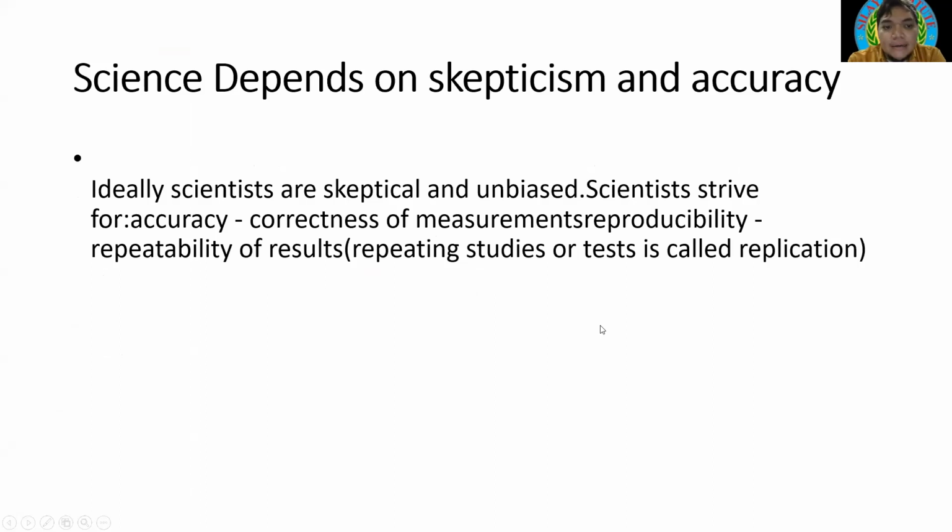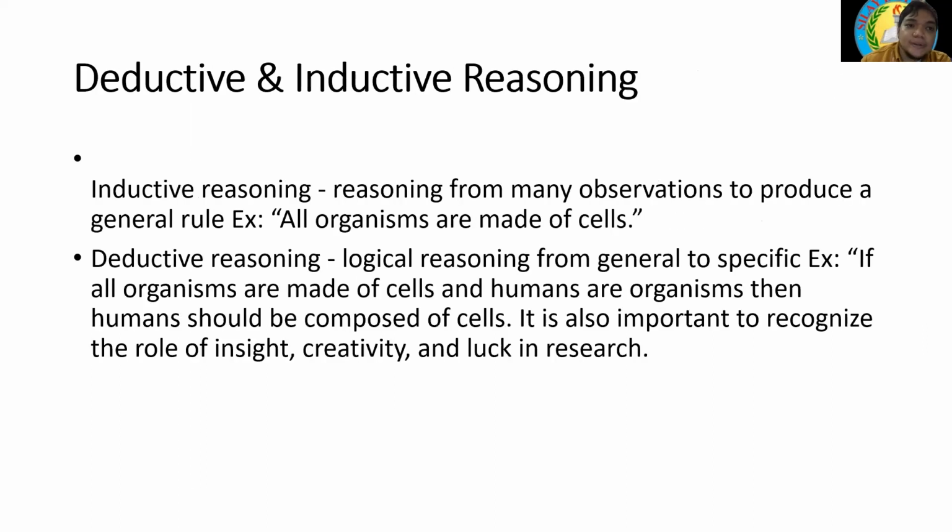Okay, so repeatedly, scientists are trying to find the best possible result so that the result of each study will have validation and reliability of all the things that they are trying to produce. Repeating studies or tests is called replication. And in research, we also have validity and reliability. And in science, we always use deductive and inductive reasoning.